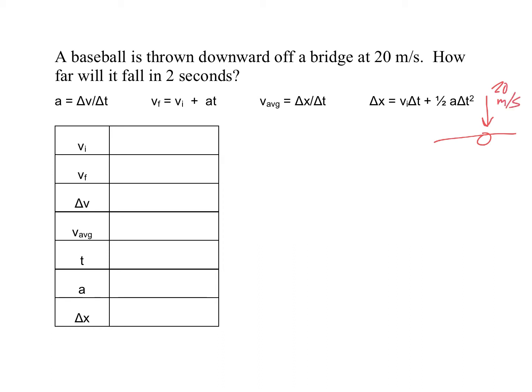So again, I always like to make my VI positive if possible. Last time it was 0, so it wasn't positive or negative. But I'm going to call VI positive 20 meters per second.